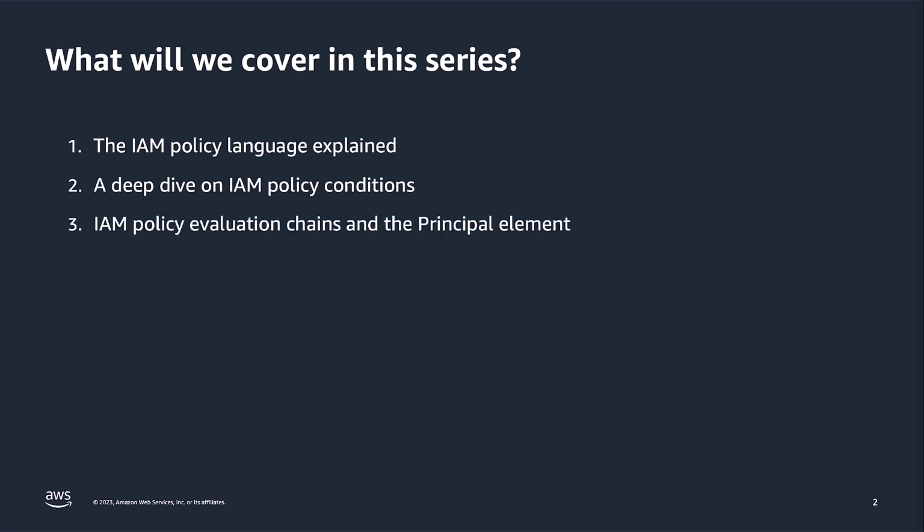Part 3 will introduce and explain how IAM policy evaluation chains work and show how different IAM policies interact with each other. We'll take a special look at the principal element of an IAM policy in Part 3. And lastly, Part 4 will take all of the learnings from the previous videos and walk through an authorization of an AWS request from start to finish.